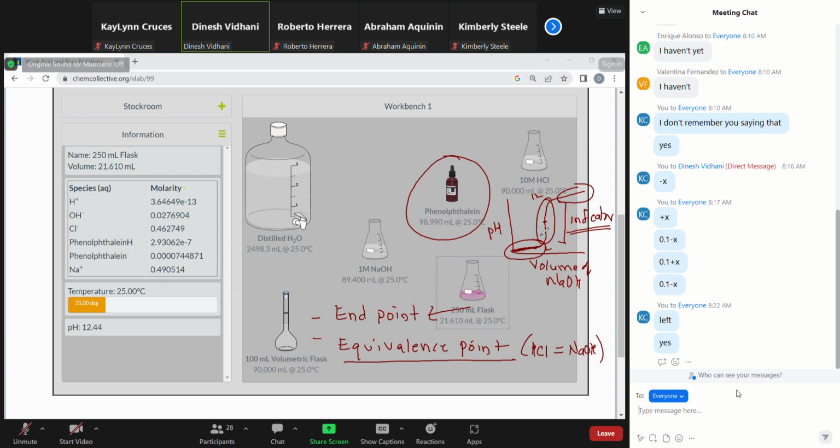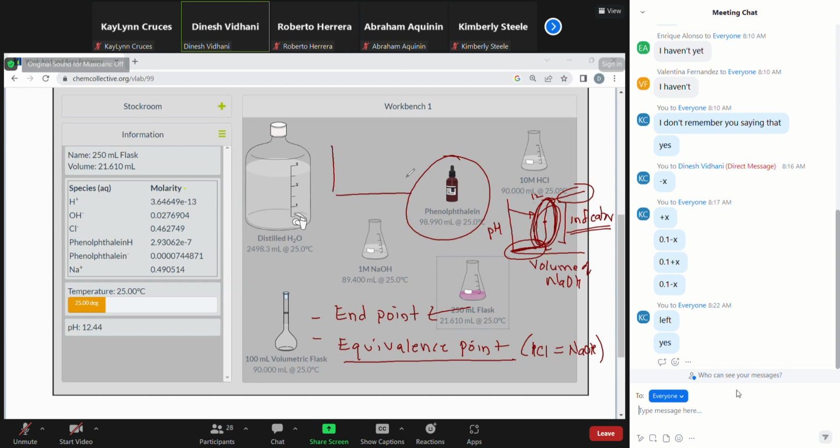And if it starts to change color, you may tend to think that you have already reached the endpoint, but your endpoint was right in the steep rise in the pH, or steep decline. This is what you are shooting for, right?